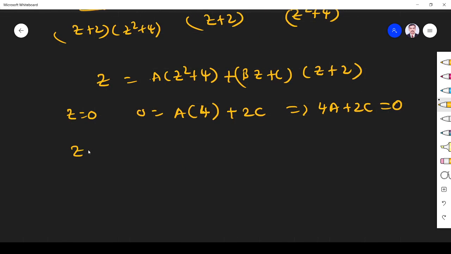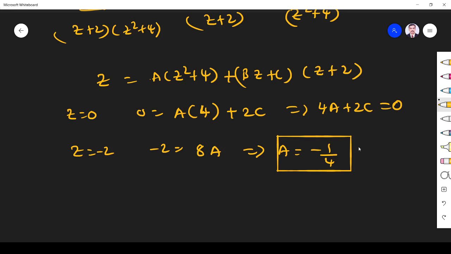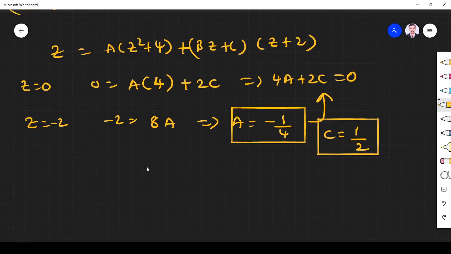Now I substitute z is equal to minus 2. This implies minus 2 means 4, squared, 2 squared is 4, 8a. Minus 2 means it will be 0. So this implies a is equal to minus 1 by 4. Substitute a is equal to minus 1 by 4 here. So it will give c is equal to 1 by 2. Right? So we got a value and c value.